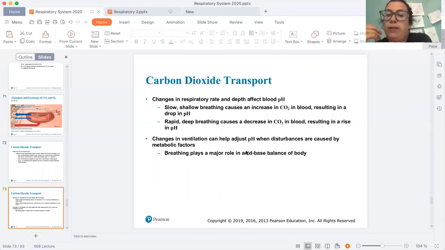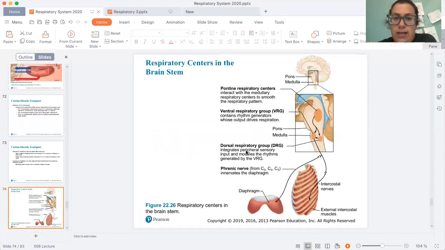So our breathing rate plays a major role in how we maintain our acid-base balance. Not only do our lungs play a role with the breathing rate, but our kidneys do too, when we come to that next week, we get more into the nitty-gritty of that. As far as how we control our respiratory rate, the pons and medulla are really our main areas.